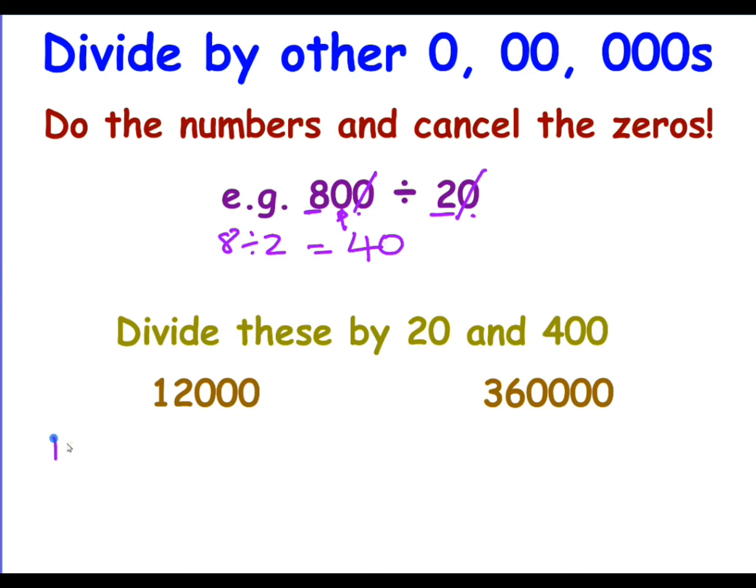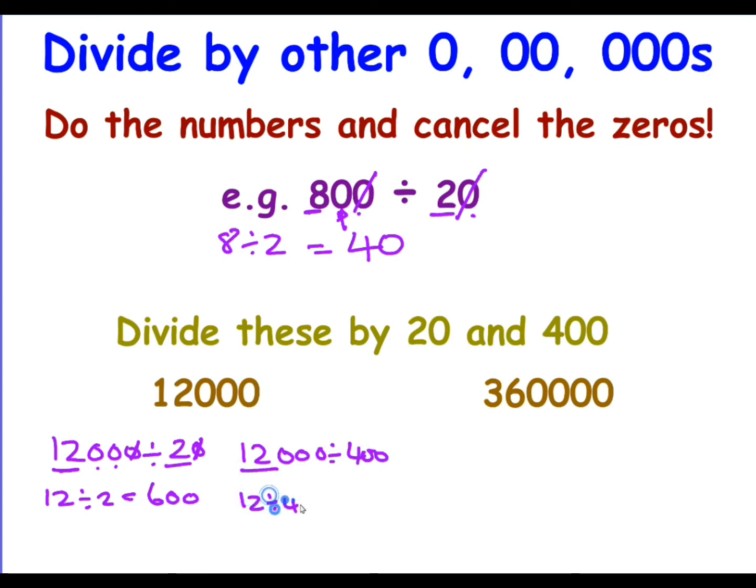So for the first one, we have 12,000 and we're going to divide it by 20. So we can divide 12 by 2, which is 6. We've got a 0 here that we cancel out there, which leaves 2 zeros we need to stick on our answer. For 12,000 divided by 400, we divide 12 by 4, which is 3. We cancel 2 zeros off there, leaving just 1 0 we put on our answer.